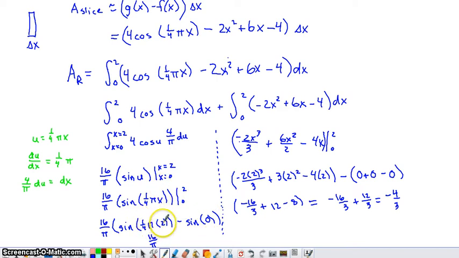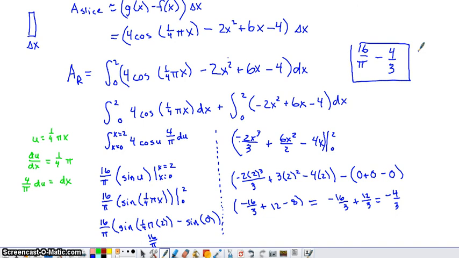1/4 times pi times 2 is 2 pi over 4, or pi over 2. Sine of pi over 2 is 1. Sine of 0 is 0. So we get 1 minus 0 in this set of parentheses here, times this constant, and we get 16 over pi. So the sum, 16 over pi plus negative 4/3, is going to be the area of R. So 16 over pi minus 4/3.